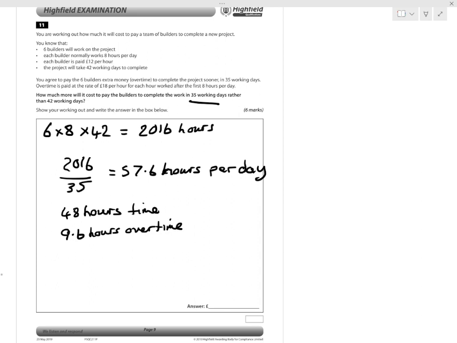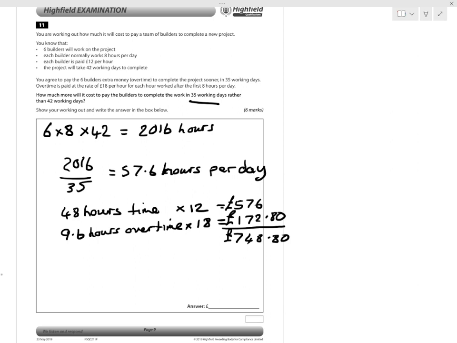So you've got 48 times £12 is £576, and you've got 9.6 times £18 an hour, which is 172.80. That's a day. £748 a day.